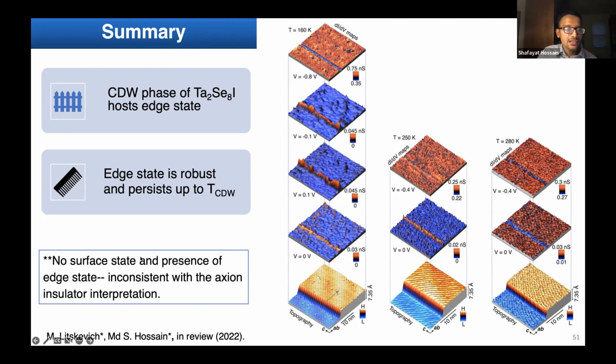Another interesting thing I want to mention is that I've shown you that the surface is highly gapped. It has 550 meV of gap, and it's a hard gap system. There is no density of states within. As I said before, the axion insulator interpretation perhaps entails the presence of a topological surface state, which is not seen in our case. So it's inconsistent with that interpretation.